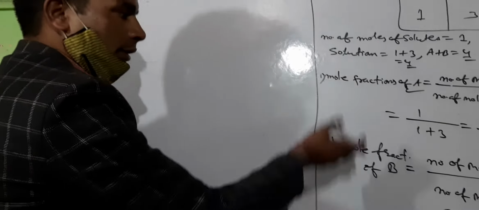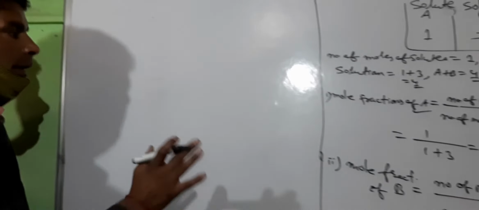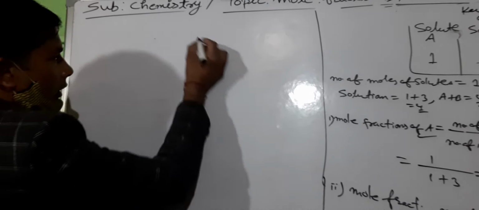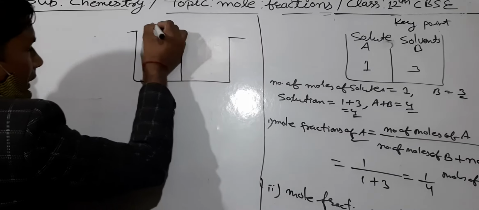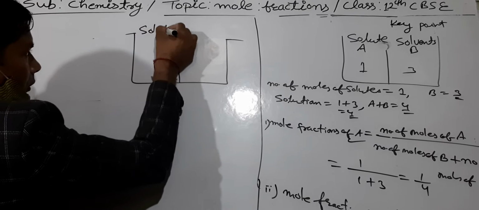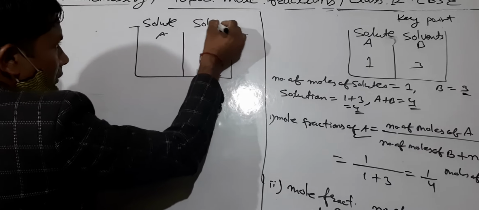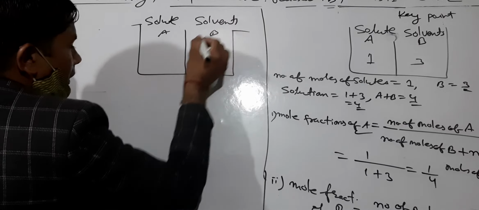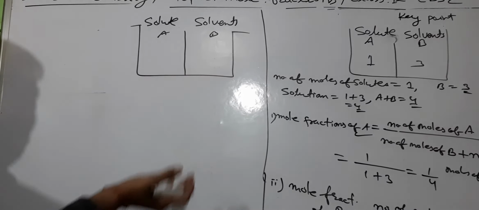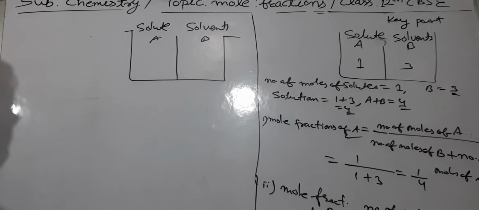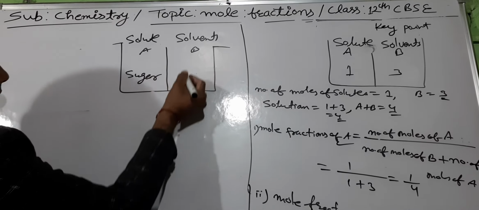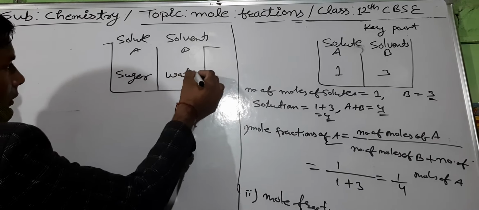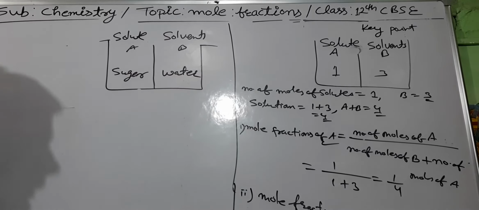In the same way, in the case of solution, suppose this is our container, here solute A and solvent B. The ratio will be the same way. Suppose here the solute is sugar and the solvent is water. How to calculate mole fraction?